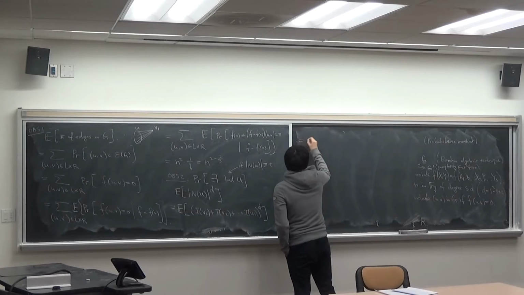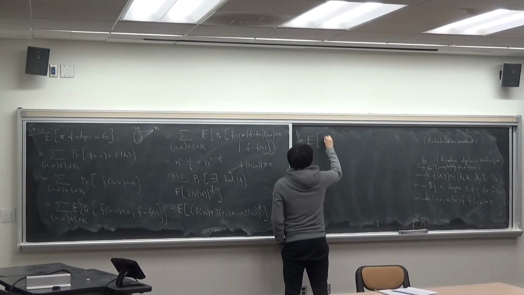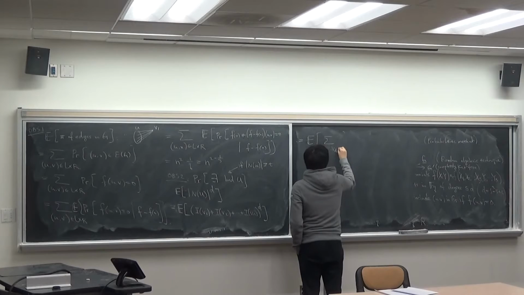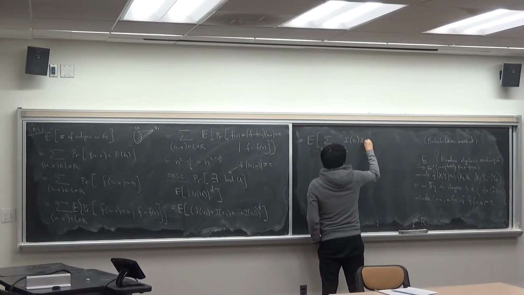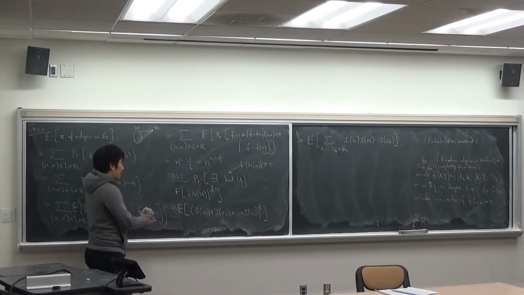So it's actually a summation over all, let me do it slowly. It's the expectation of the summation over all possible choices of my v1 up to vd, that is in R, and then I have I(v1), I(v2), up to I(vd). Does this make sense? You just expand everything to the power of d.